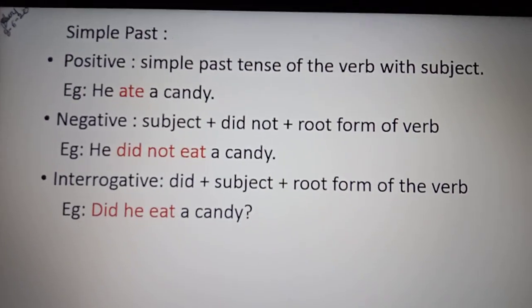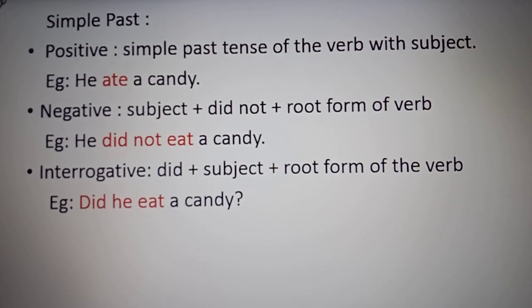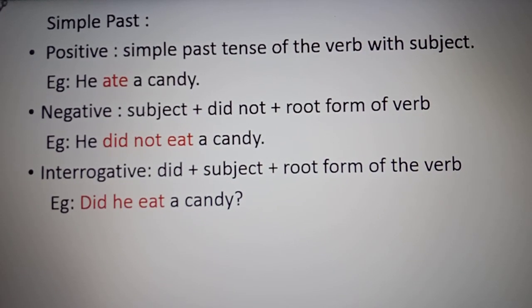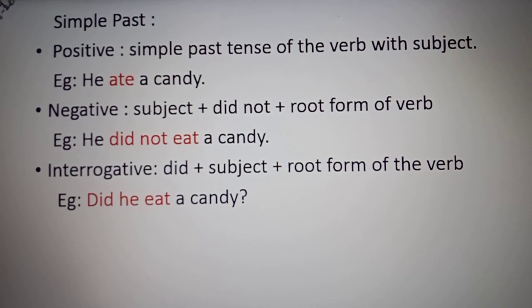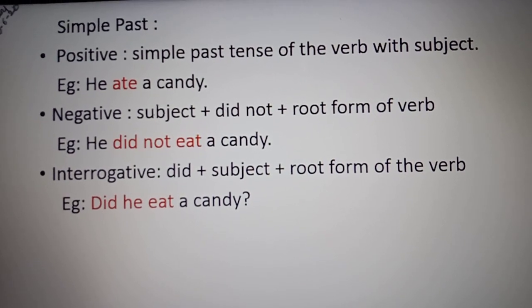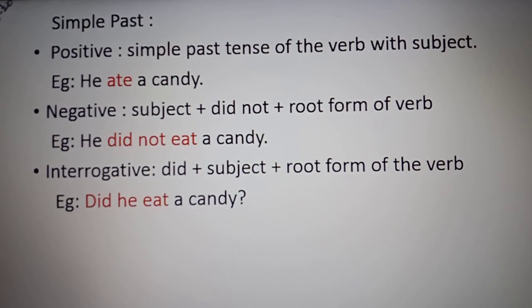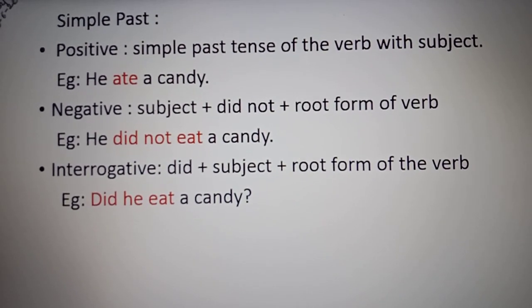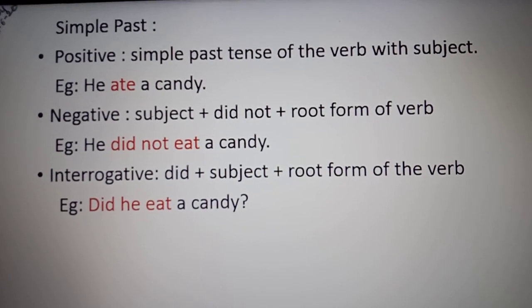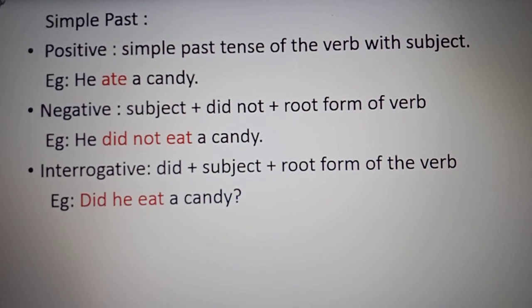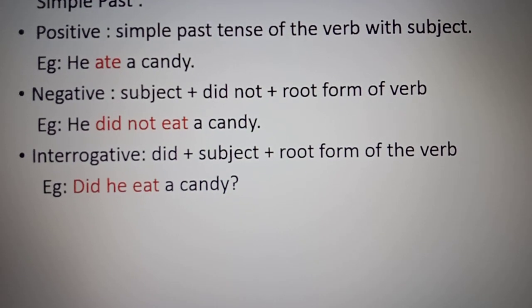He ate a candy. Now the negative sentence is when we are using not, did not and all that. Now in the past tense we will use did not. In the present tense, what will we use? Does not. Got it? Now in the past tense we use did not. Subject plus did not plus the root form of the verb, like he did not eat a candy. In the present tense we will use do or does, but for the past tense we will use did. Got it? He did not eat a candy.